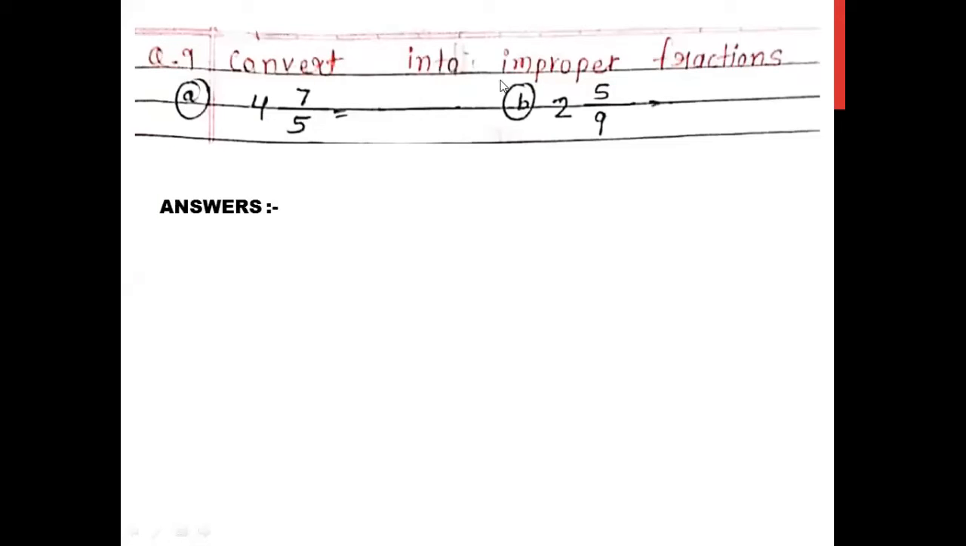And now we convert into an improper fraction. So we have to multiply these two numbers, the denominator and this number. So 5 fours are 20, and add this number. You have to add the numerator. So 5 fours are 20 plus 7, 27. So our improper fraction will be, the denominator will be the same. We just write 27 upon 5. 27 upon 5.